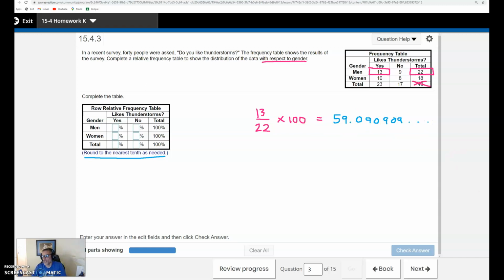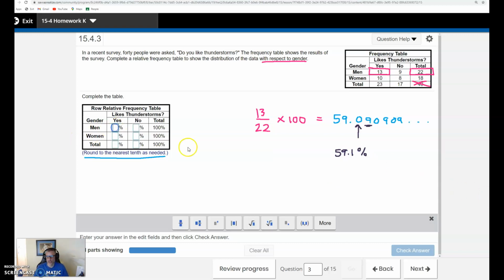All right, I have to round this to the nearest tenth. So the tenth spot is the first decimal. And so I look to the right and I say, is this number 5 or greater, or is it less than 5? Well, it's clearly greater than 5, so that means this becomes a 1. So 59.1% of the men in the survey like thunderstorms.